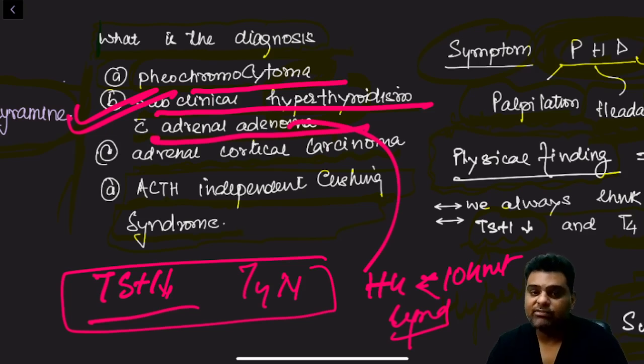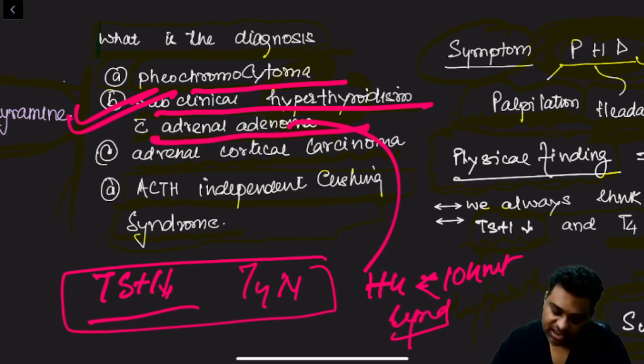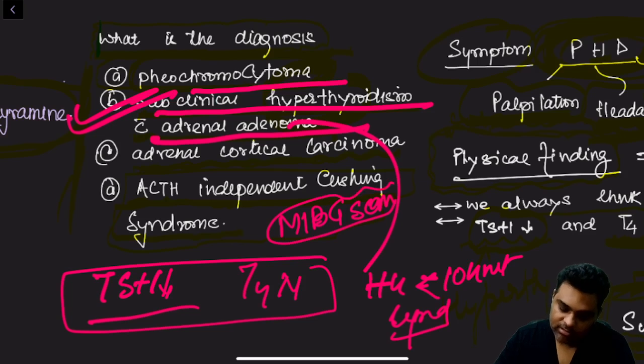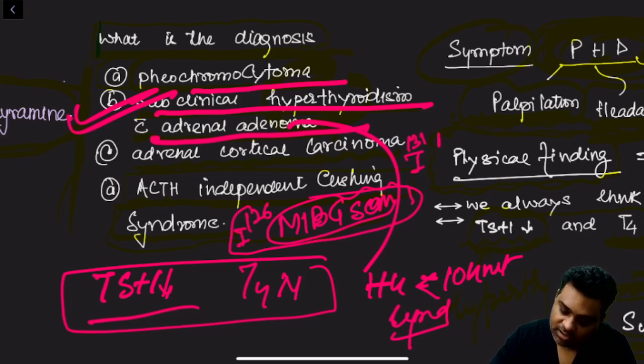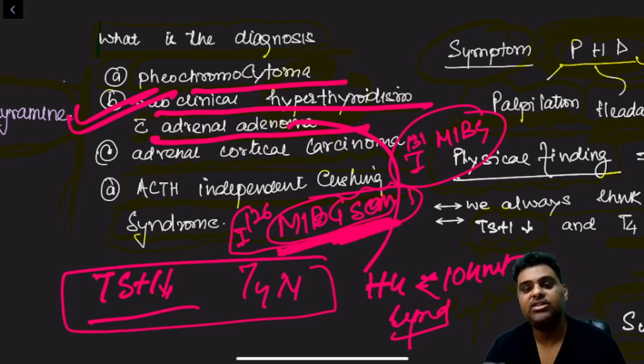Now, what will happen if these metanephrines come positive? Even after removing all the confounding factors, it comes positive. Then what will you do? Then you have to do another test, that is the MIBG scan. Iodine 123 MIBG scan. Remember, iodine 131 MIBG is used for the treatment of the pheochromocytoma, and iodine 123 MIBG scan is used for the diagnosis of the pheochromocytoma. It is the gold standard radiological diagnosis in that case.